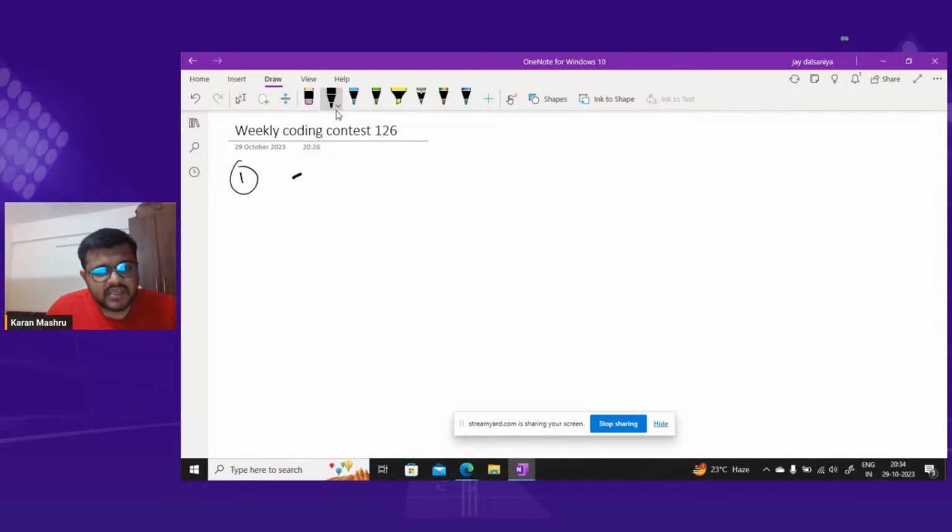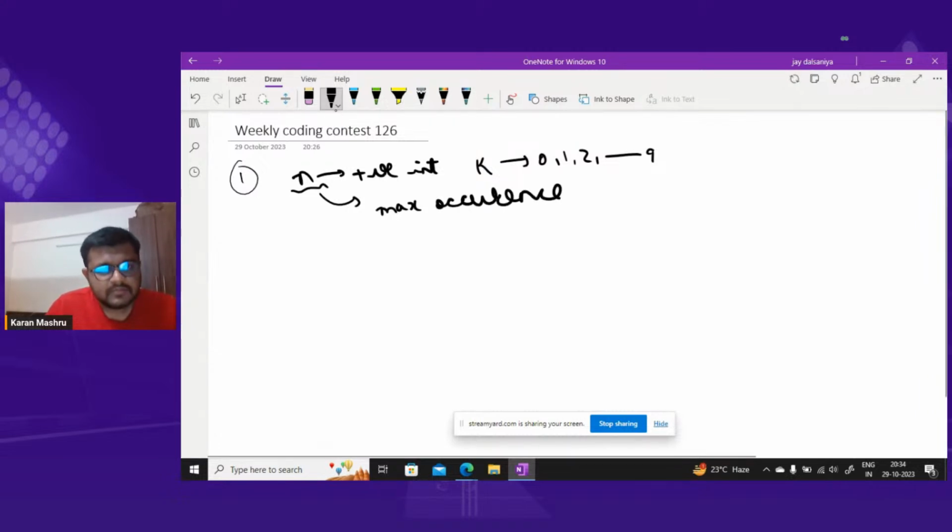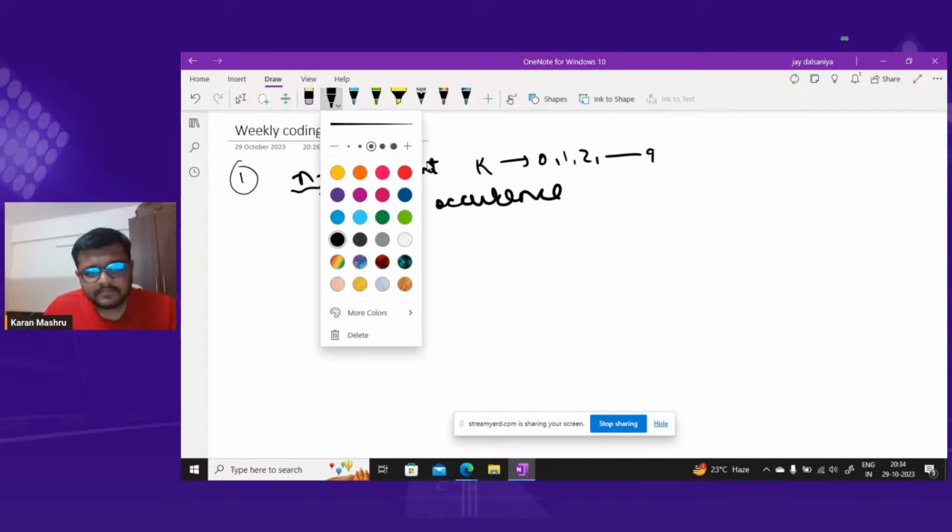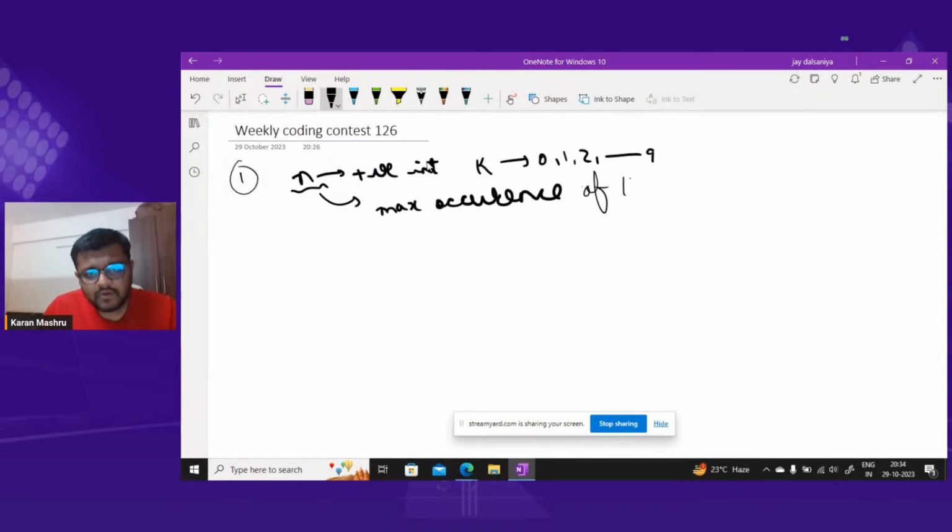So basically, the question is saying that we are given n positive integers, and we are given a digit k. Digit k means it will be a digit from 0, 1, 2, 3 up to 9, and we need to return the number out of these n positive numbers which has maximum occurrence of k. If multiple numbers have the maximum occurrence of k, then we will return the smallest number.